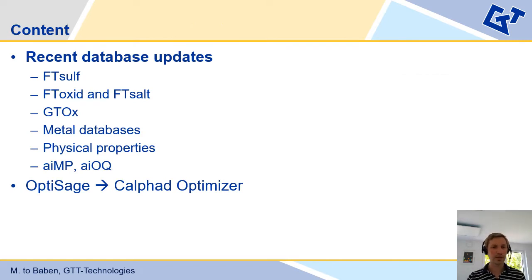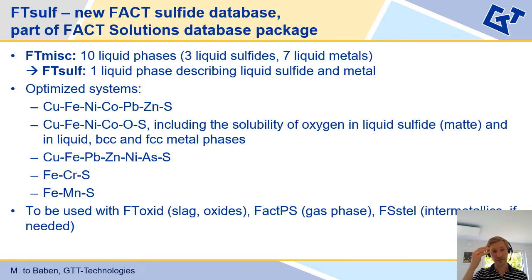So I will talk today about a new database, FTsulf. That will be the starting point. Then about the updates in the FToxide, FTsalt database, updates in GTOx, updates in the metal database. I will talk a little bit about physical properties. That was a meaningful update over the last years. And then I will talk about AAMP and another new database, AAOQ. And in the end, I will just give a very short outlook towards FTSage, which is now called Calvert Optimizer, a new module.